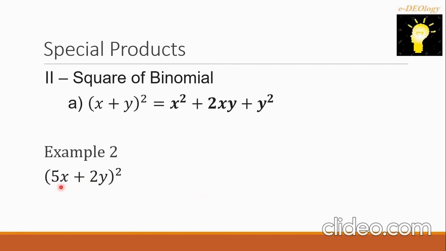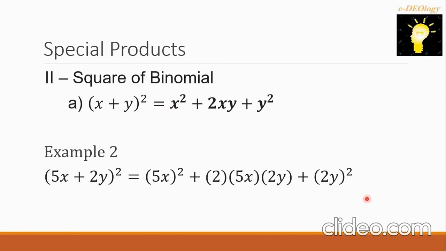Example 2, 5x plus 2y all raised to 2. So for our three terms, directly I put here. So the 5x comes from the first term and it is squared. The middle term, the times 2, the constant 2 is here. And then I copy the two terms, the 5x and the 2y are here. And the last term will be the 2y must be squared.